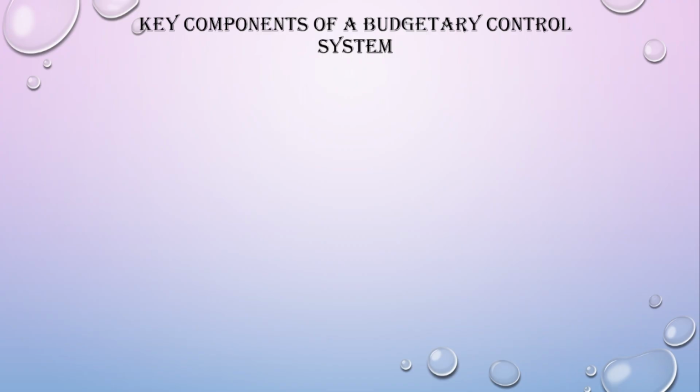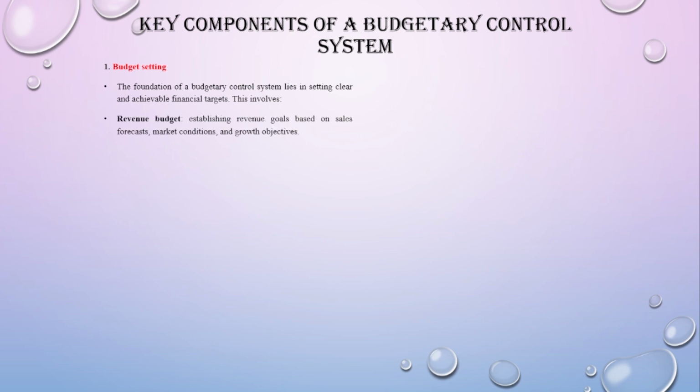Key components of a budgetary control system: budget setting. Budget must be set up. The foundation of the budgetary control system lies in setting clear and achievable financial targets. This involves the revenue budget. What is the revenue budget? Establishing revenue goals based on the sales forecast, market conditions, and growth objectives. Secondly, the expense budget, defining budgeted expenses including both fixed and variable costs.